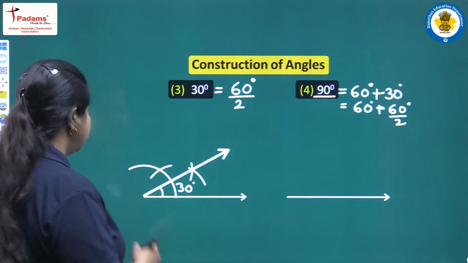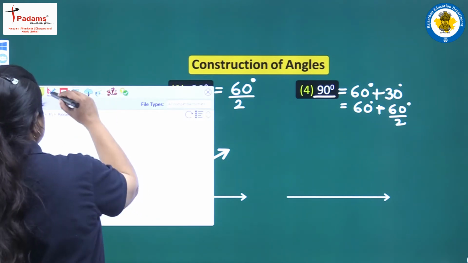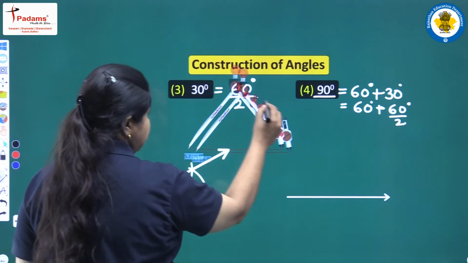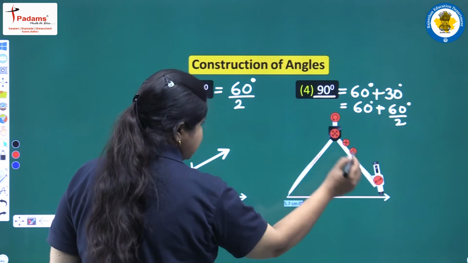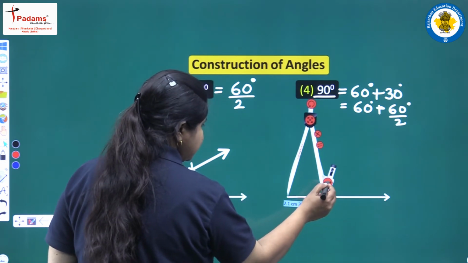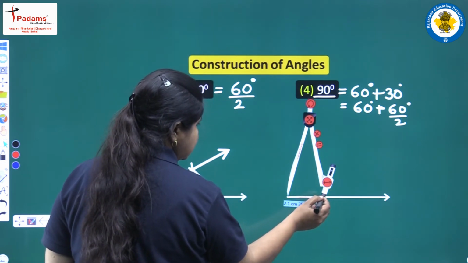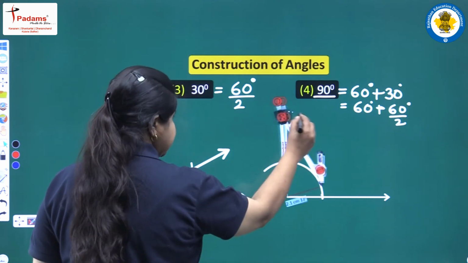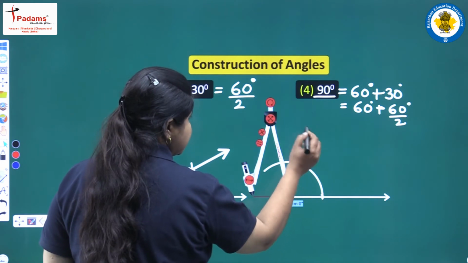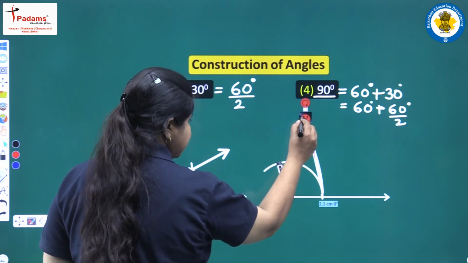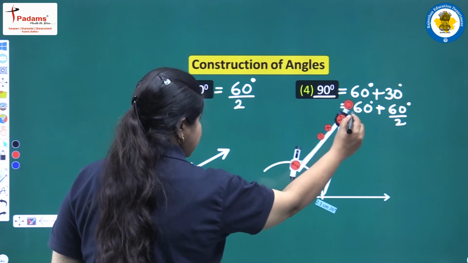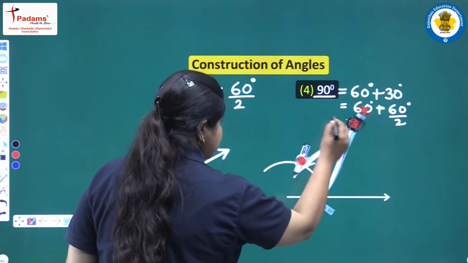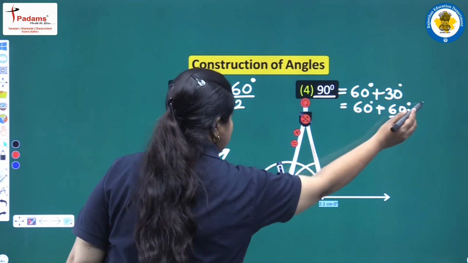Just have a look here. It will be clear as we do it. We take the compass at this point first, and again with a suitable radius we will draw an arc in this way. Then what next? We have to construct first an angle of 60 degrees. So with the same radius we will draw another arc, keeping it here. Then again we need to construct an angle of 60 degree once again.